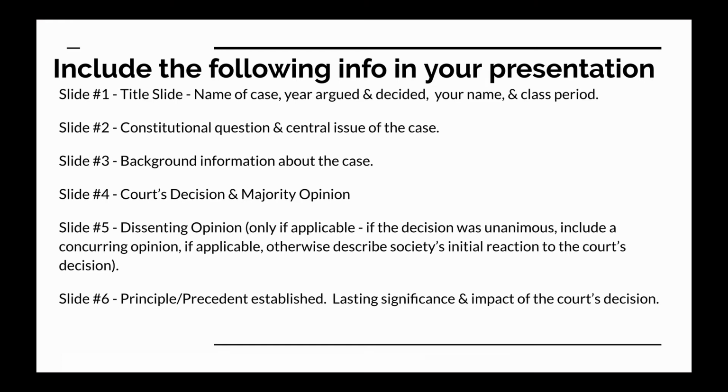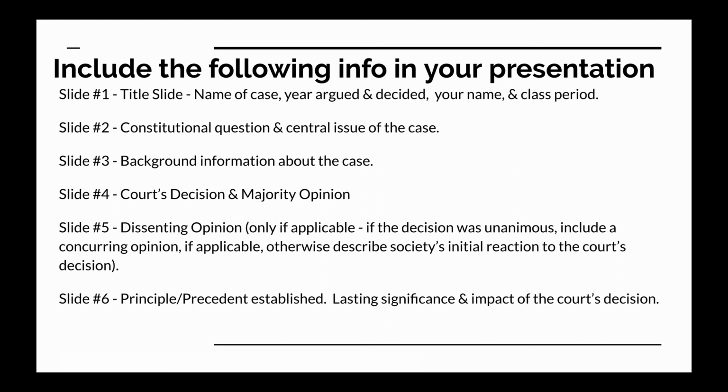You're going to look at what the judges who were on the dissenting side, why they disagreed with the majority, and also include quotes that help to support your summary of why they were dissenting. Now, you will also see as you look there, it will say dissenting opinion, and then in parentheses it says only if applicable. If the decision was unanimous, include a concurring opinion, if applicable. Otherwise, describe society's initial reaction to the court's decision.